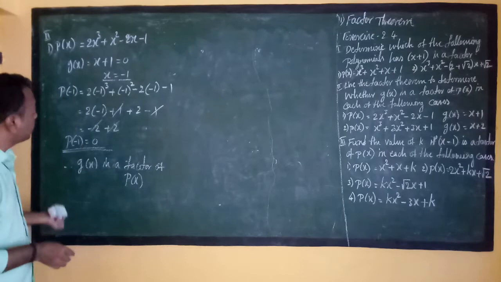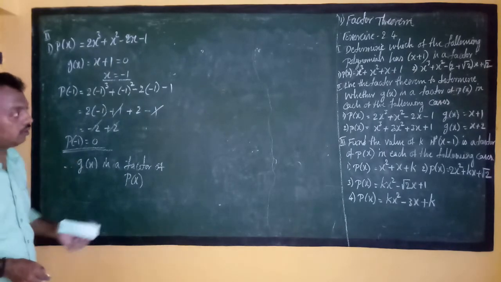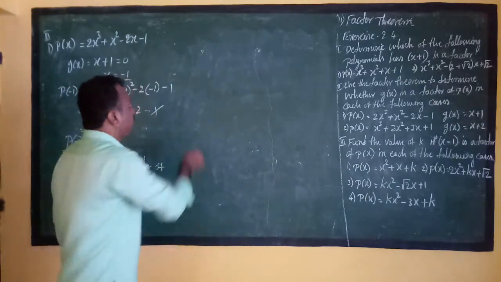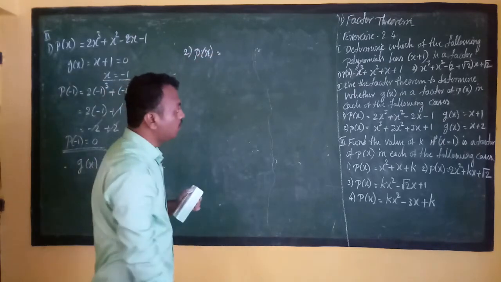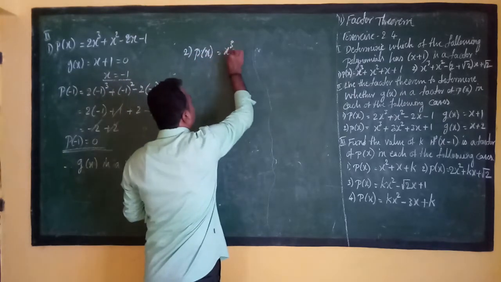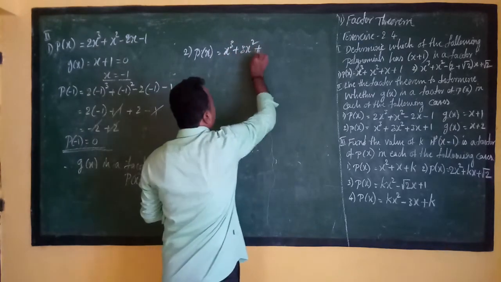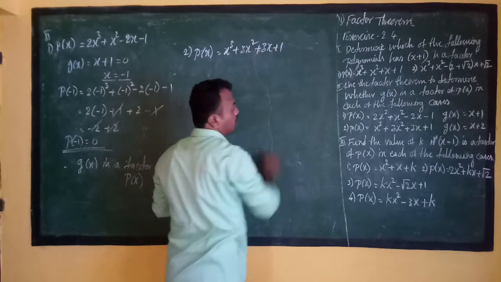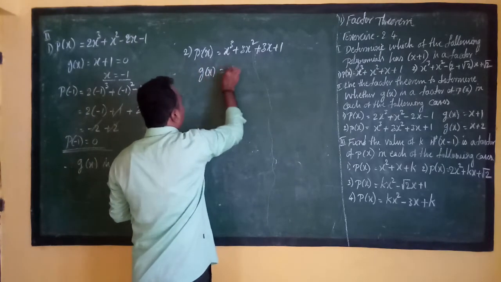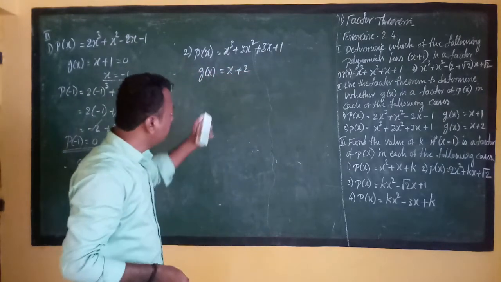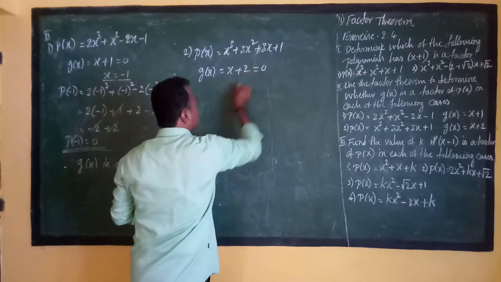Understand students? So like this, very easy problems, they are asking as 2 marks questions in your examinations. So I will go to the second question. P of x is equal to x cube plus 3x square plus 3x plus 1, and g of x is equal to x plus 2. So let us check if x plus 2 is a factor of p of x. Okay, same procedure. X plus 2 is equated to 0.